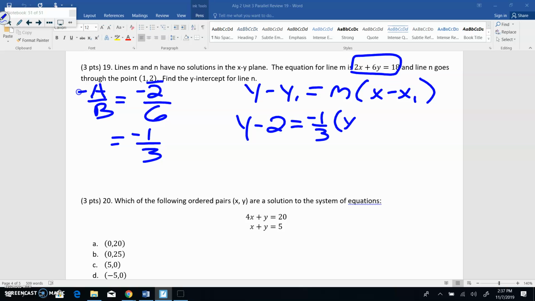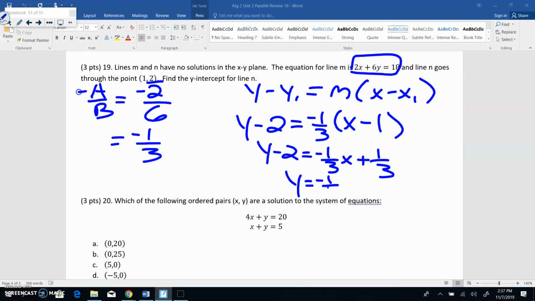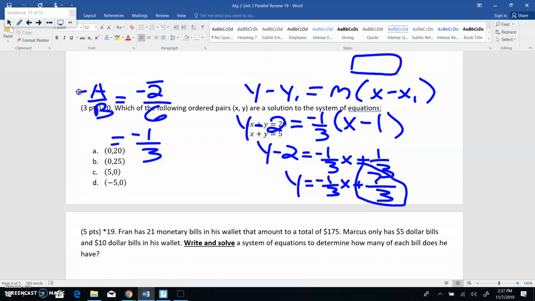x minus 1. Distribute your negative 1/3. You have y minus 2 is equal to negative 1/3 x plus 1/3. Go ahead and add your 2 over, so that is going to be negative 1/3 x plus 7 over 3. Now, guys, it's asking for the y-intercept. The y-intercept is your term without the x, so my y-intercept is at 7 over 3. Again, difficult question, just do your best.